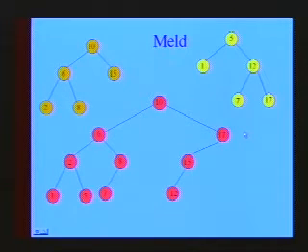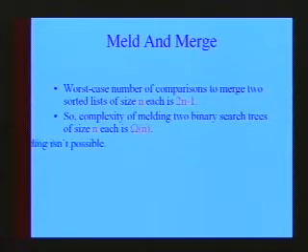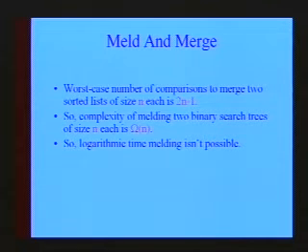So the meld operation has to perform order of n compare operations, and therefore must take at least that much time. All right, so we can prove that operations like meld and initialize, which were relatively fast for priority queues, cannot be done in a similarly fast fashion for binary search trees. Any questions about those two claims?